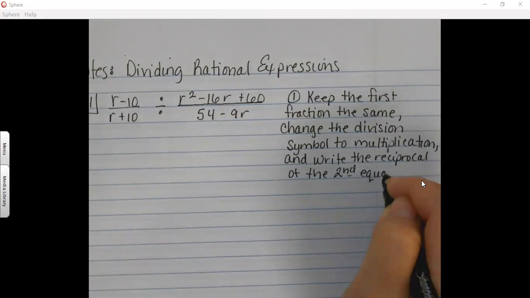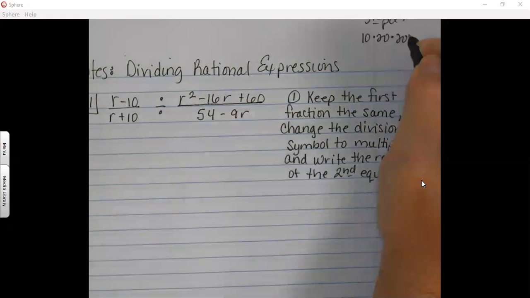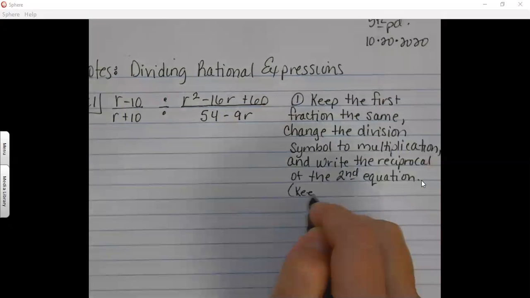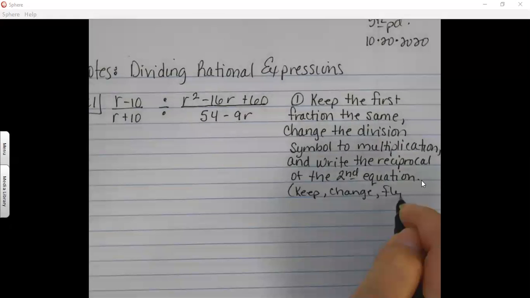Keep the first fraction the same. Change the division symbol to multiplication. Write the reciprocal of the second fraction. Keep, change, flip. After that, it's just like multiplying. So keep my first fraction the same. I'm going to rewrite it: r minus 10 divided by the quantity r plus 10.